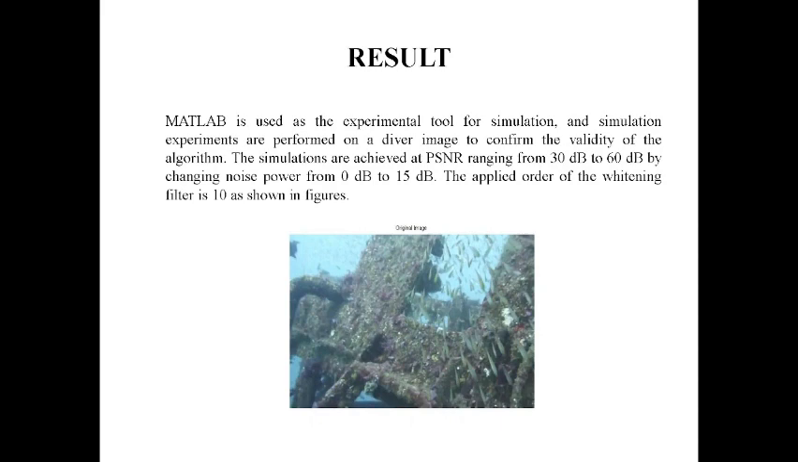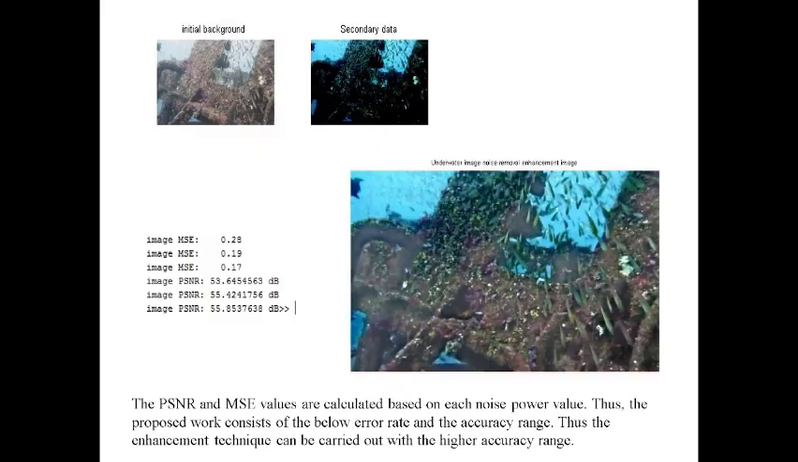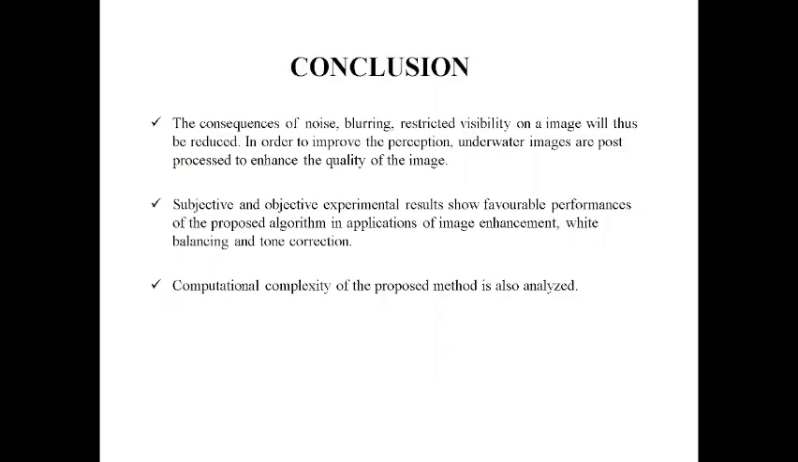So the output, as you can see, the original image is like this. Then it takes the initial background and secondary data, and it provides an enhanced image. These are the values of the noise reduction in dB, you can see on the left side. These are the PSNR and MSE values. MSE means mean square error, and the peak signal-to-noise ratio values are based on each noise power value. Thus the proposed work achieves a low error rate and high accuracy, so the enhancement technique can be carried out with a higher accuracy range.